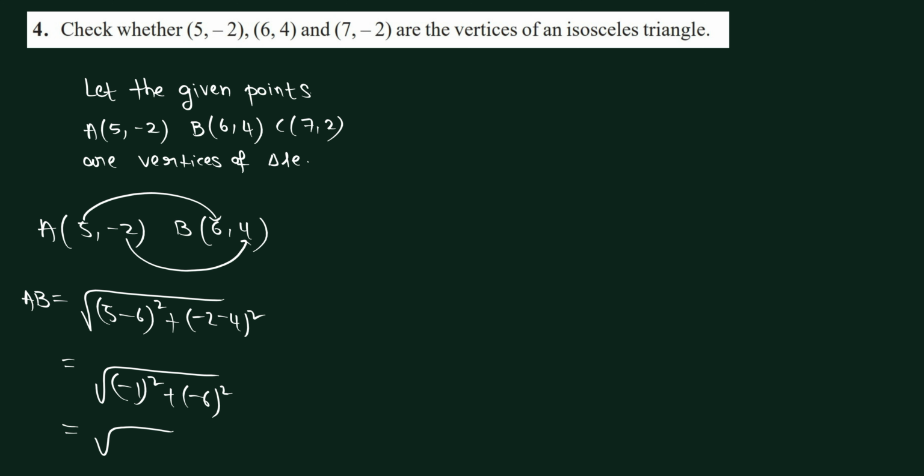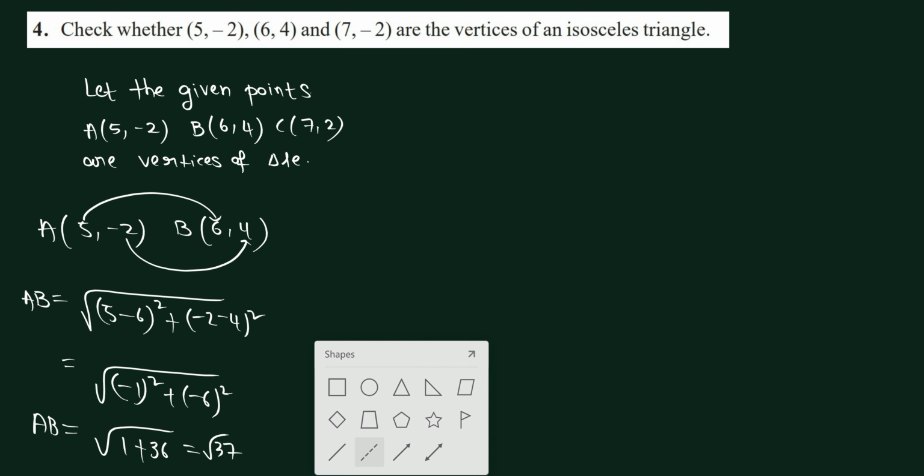Root over (minus 1) square is 1, root over 6 square is 36, so this is equal to root over 37. This is the value of AB. Okay, similarly find the value of BC and CA.